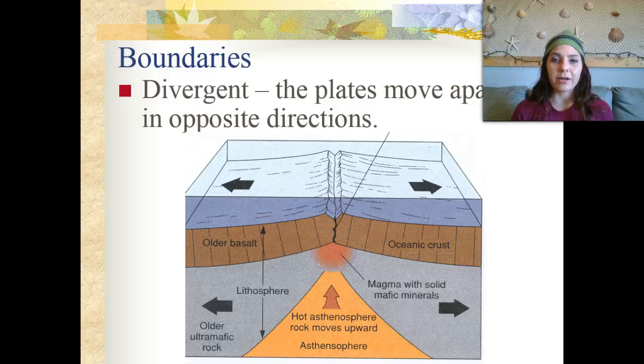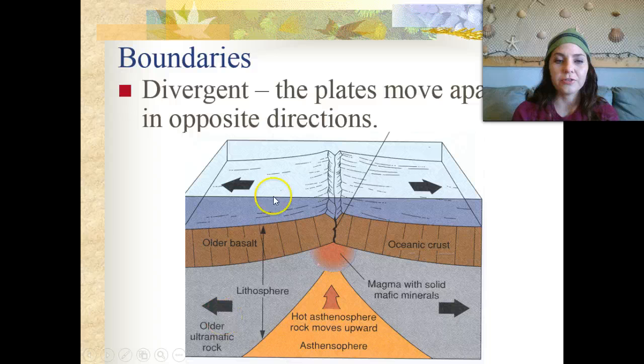We have a divergent boundary. This is when plates are moving apart from each other in opposite directions. So as you can see right here, plates are moving in opposite directions away from each other.